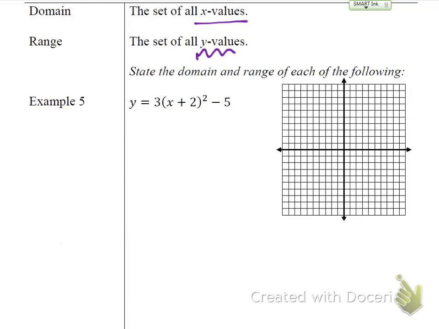Okay. So example 5, I'm giving you y equals 3 times (x plus 2) squared minus 5. I just want a sketch of this so that we can see what's going on. What is the vertex of this parabola? -2, -5. So graph that, -2, -5. So it should be here. And then, so the important part is the vertex and if it's opening up or down. Is this one opening up or down? Up. So I just want a quick sketch of the vertex and it opening up. I don't care about width or anything because we're just using it to help us find the domain and range.